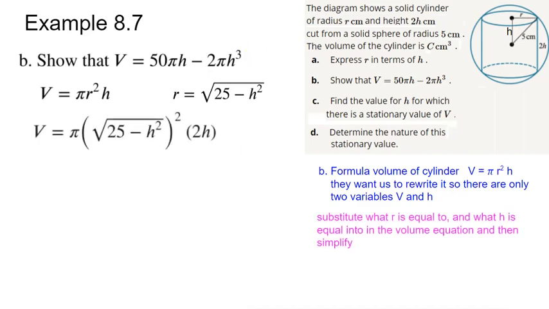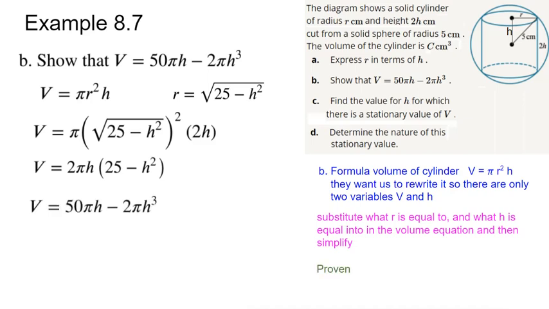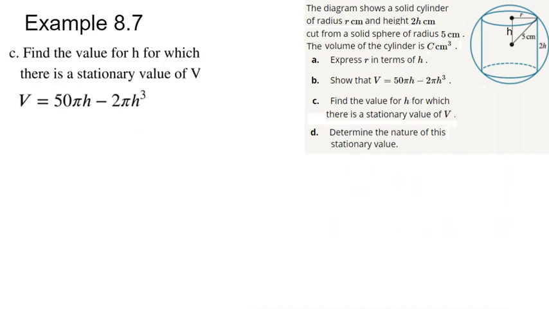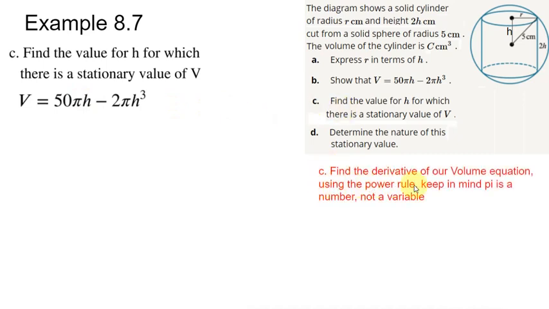And then I'm going to have a volume formula that doesn't have r's, it only has h's. Now keep in mind it's a little confusing with the pi, and we're going to leave the pi sign so we can keep the answer exact, but pi is not a variable, pi is a number. So here's our volume formula, and it's going to be in terms of h. So now we're going to find the derivative using the power rule.